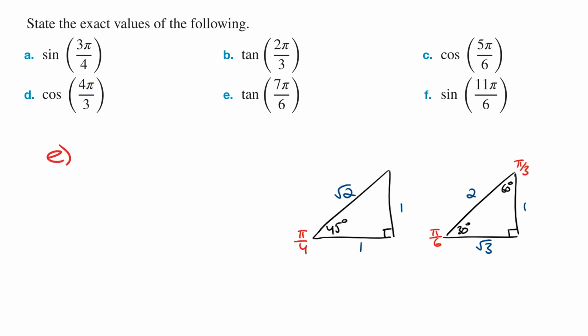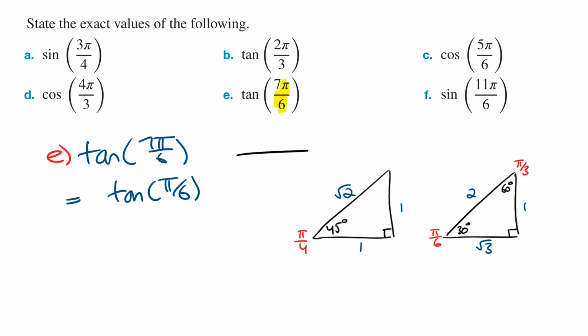Part E. The tan of 7 pi on 6. Ignoring the 7, we've got pi on 6. And so the base angle is going to be pi on 6. And so the tan of 7 pi on 6 is going to equal tan of pi on 6. We just need to work out if this is positive or negative. 7 pi on 6 is the same as 1 pi and then 1/6 of a pi. And so in our quadrants, we've got 1 pi and then 1/6 of a pi, which means we are in the third quadrant. In the third quadrant, tan is positive.